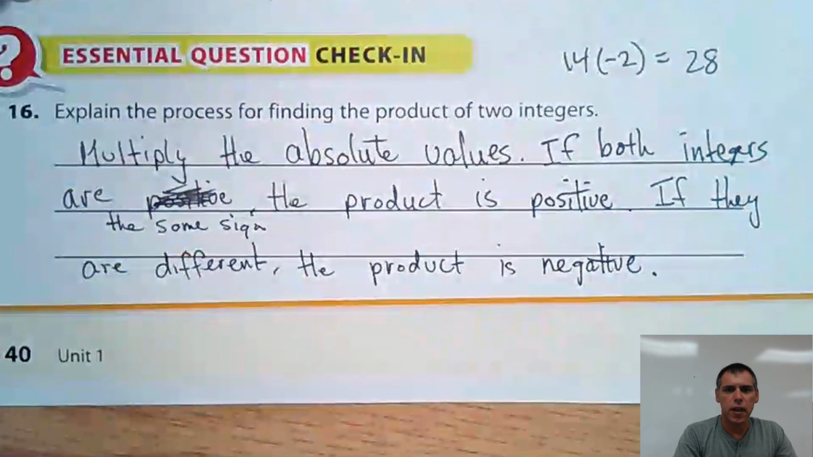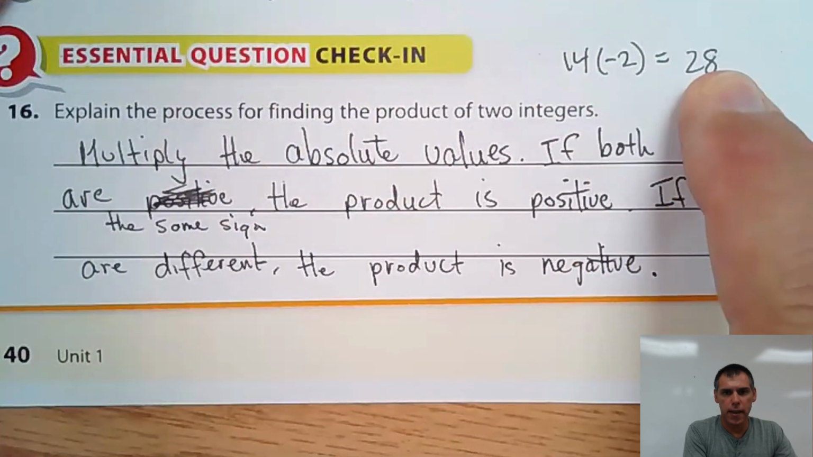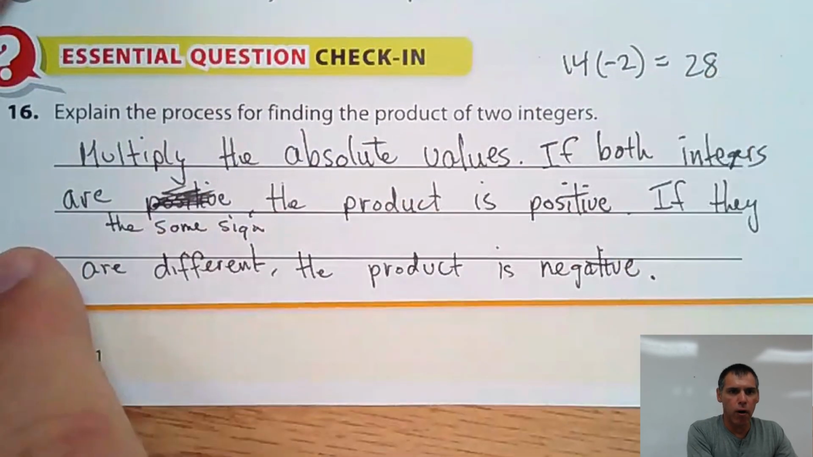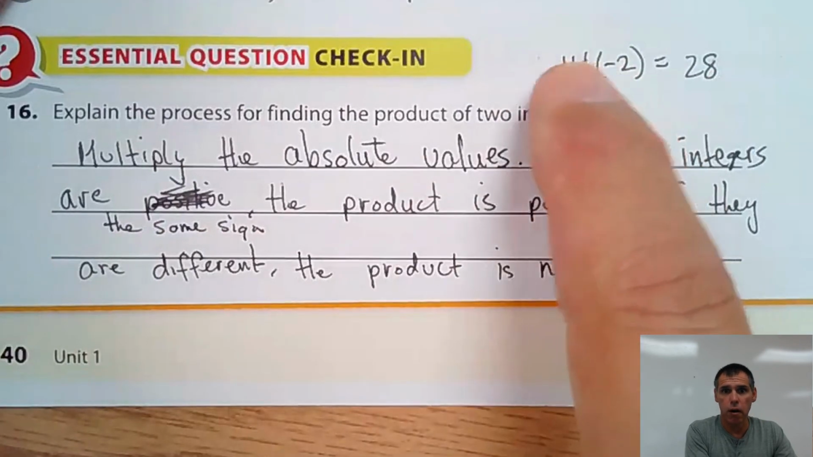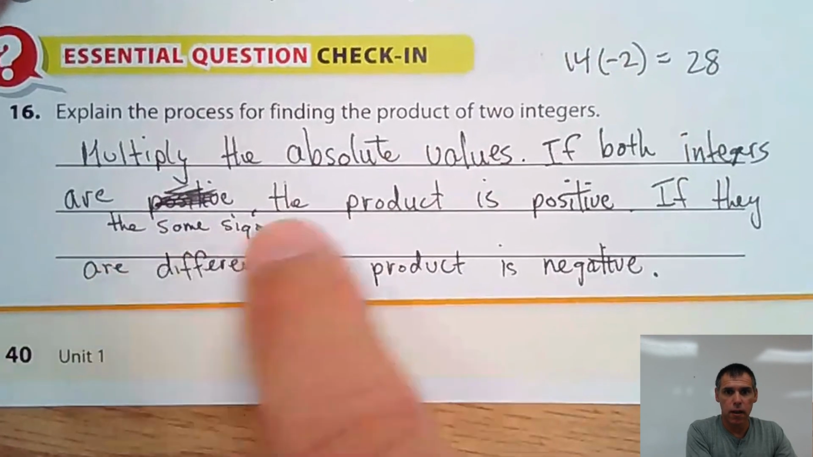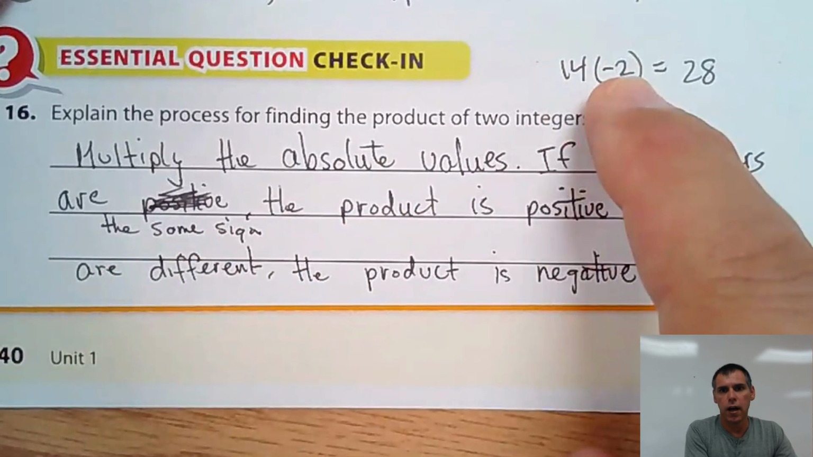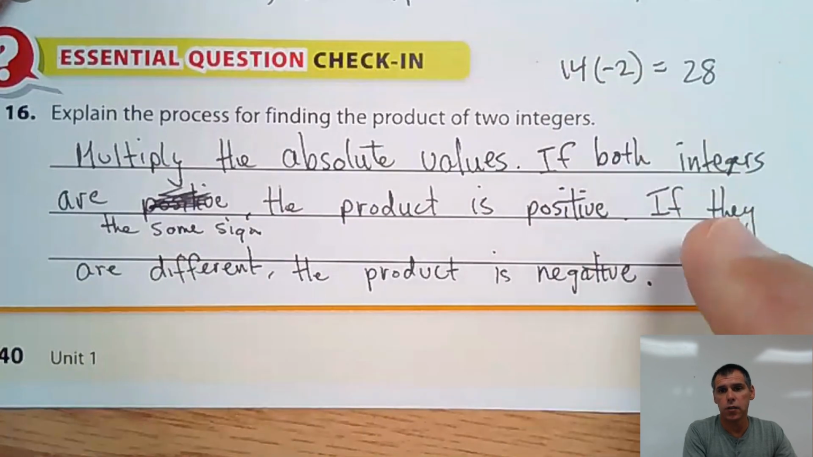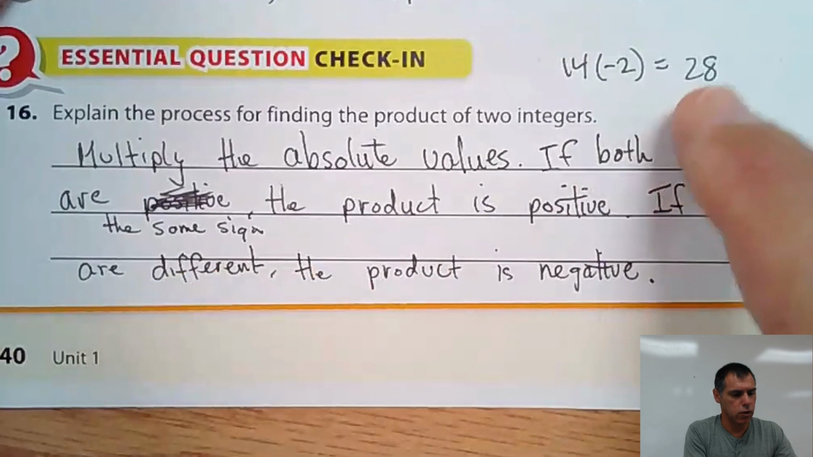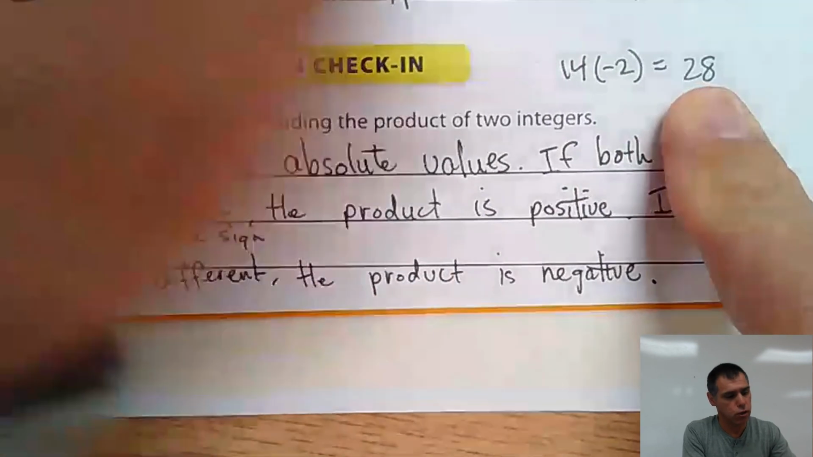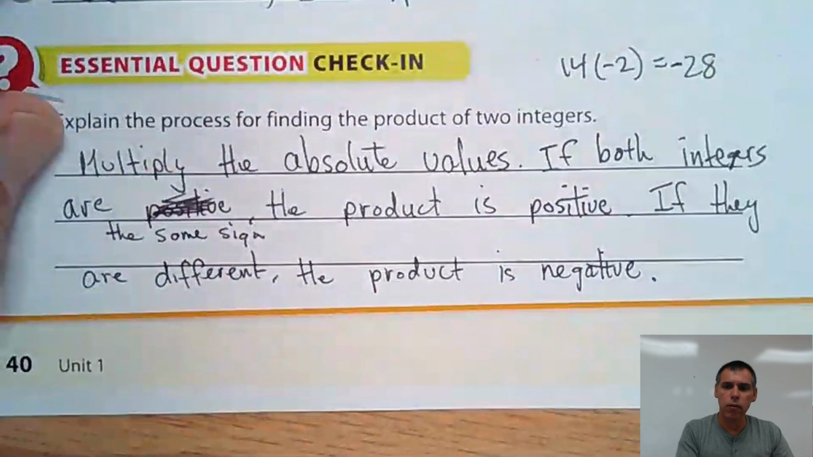So think about this. Multiply the absolute values: 14 times 2 is 28. If both integers, meaning both numbers here, are the same sign, then the product's positive. So 14 is positive and 2 is negative. They're not the same sign. So if they are different signs, the product is negative. So this product, negative 28, is supposed to be negative. So there you go. That's how the whole thing works.